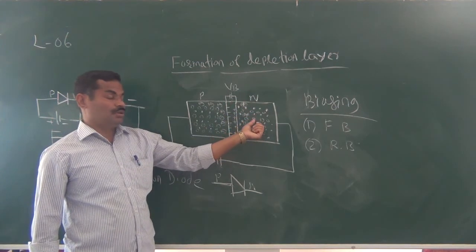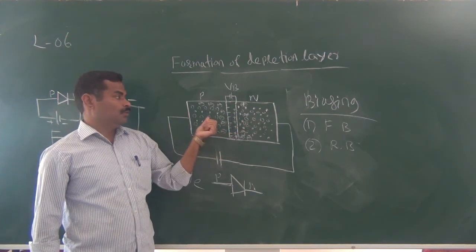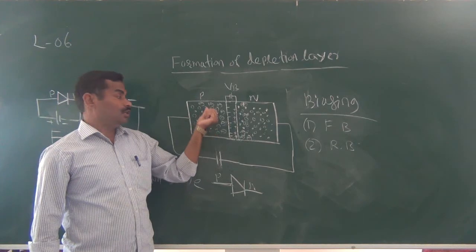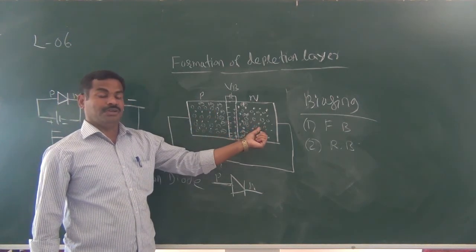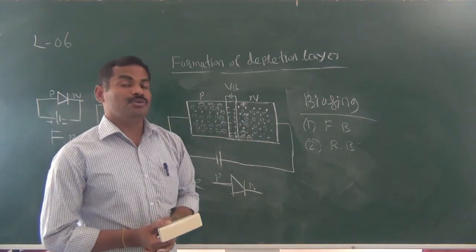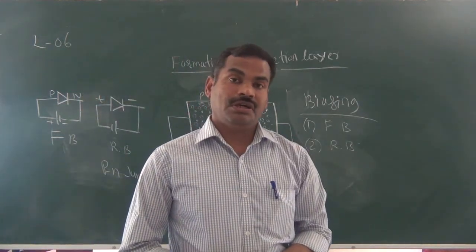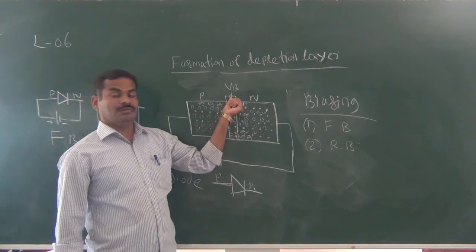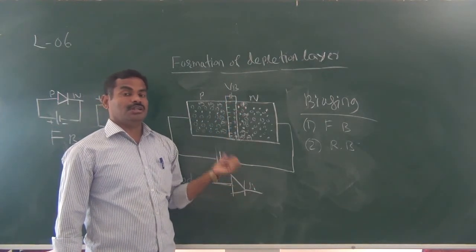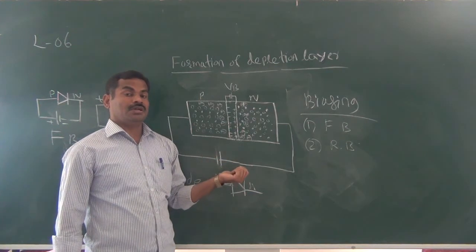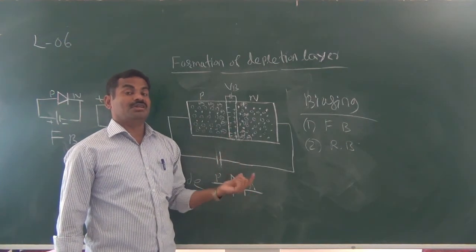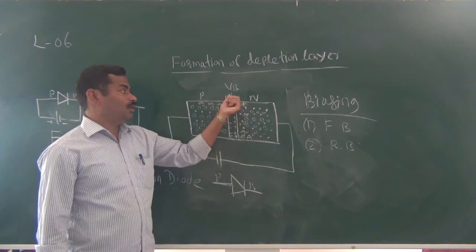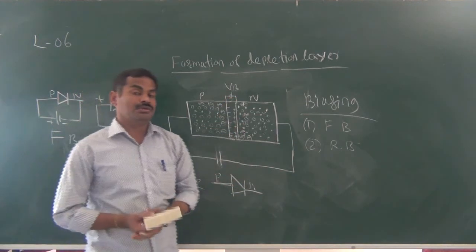Here the holes move towards the P side, and the electrons move towards the N side. It means the drift current and the diffusion current are always opposite to each other. The drift current is because of the electric field, the barrier potential, and the diffusion current is because of the concentration gradient, or concentration difference. That is about the drift current.